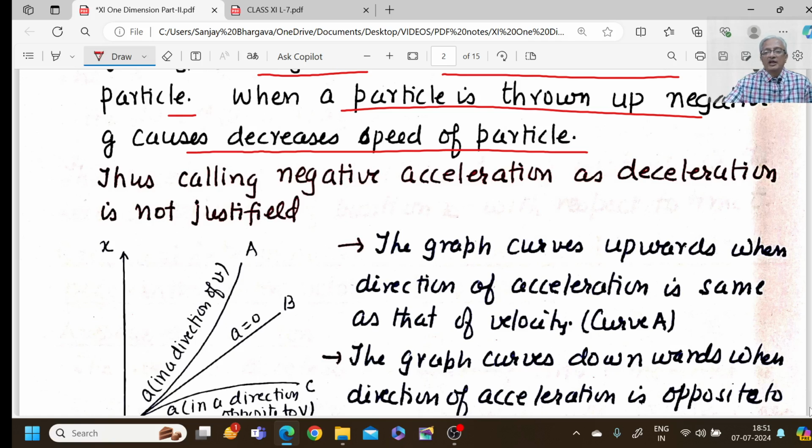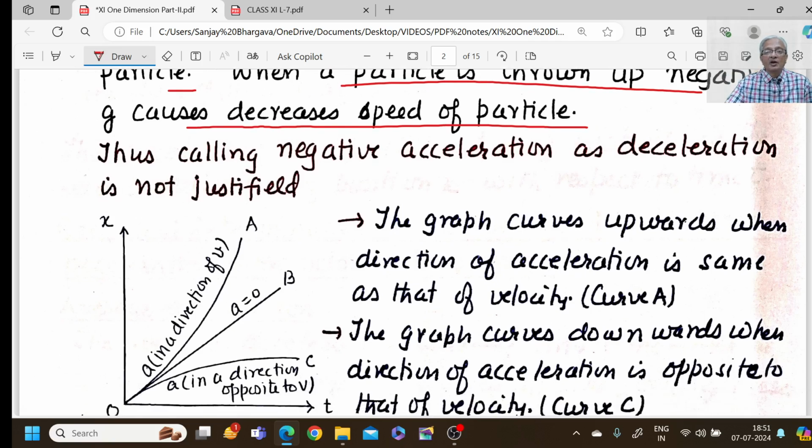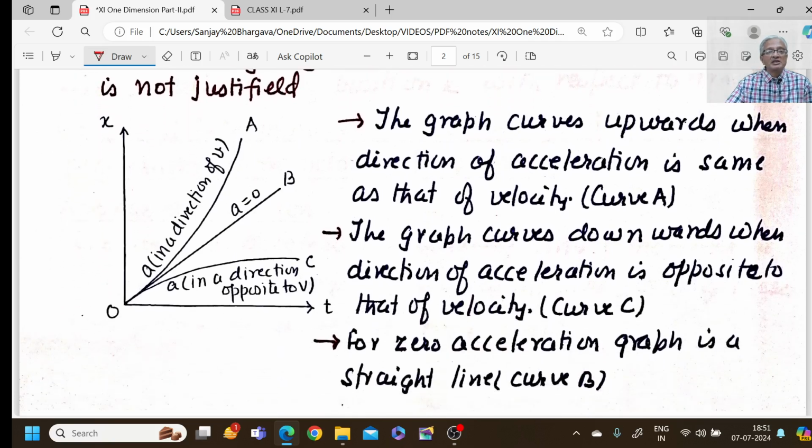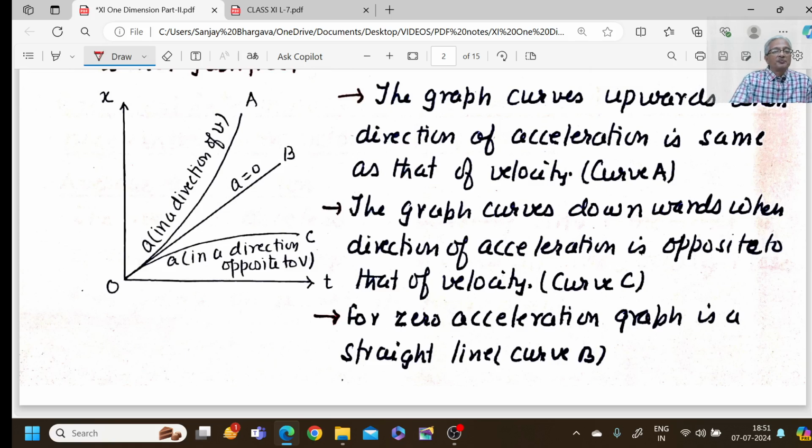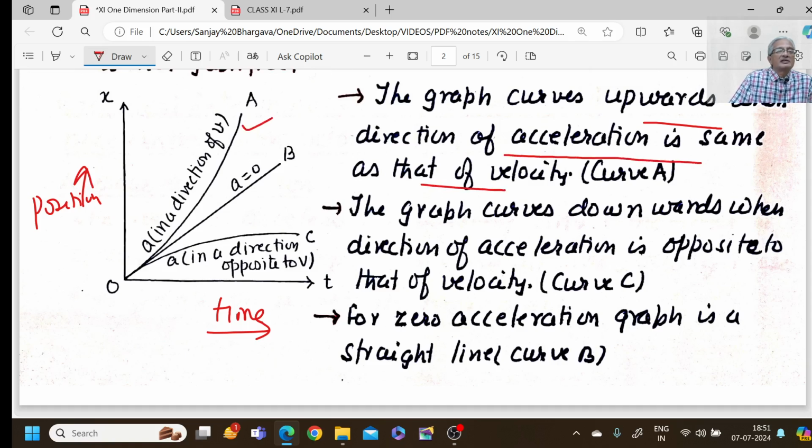A very important thing needs to be taken care of, where we make certain common mistakes. Now, we have a graph here. It's a position time graph. On this axis, we are plotting position, and on this axis, we are plotting time. Then the graph curves upward when the direction of acceleration is the same as that of velocity, like in this case. The direction of acceleration and the direction of velocity is the same.